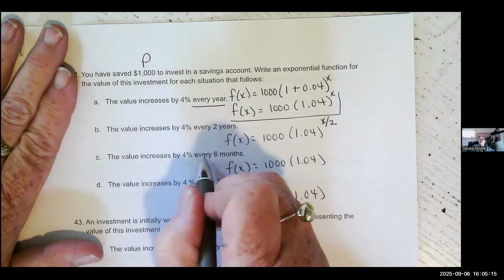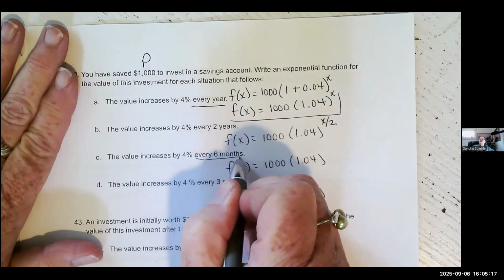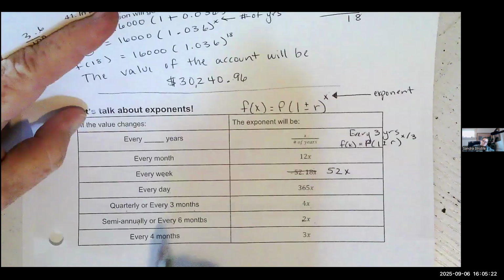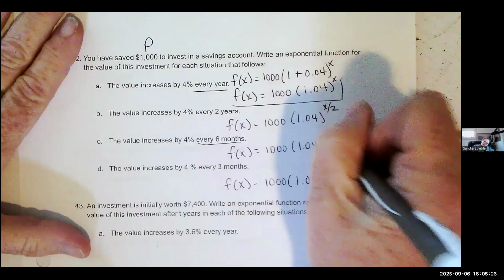Increases by 4% every 6 months. How often does every 6 months happen? Where's it at? Right here, 2x. So I'm putting 2x in my exponent.